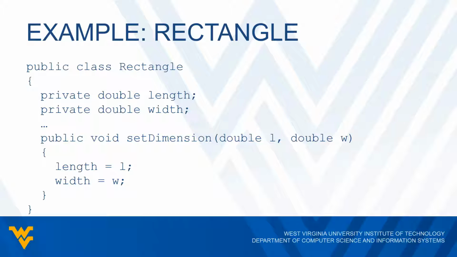So let's suppose I have some class, just a normal class called rectangle. And inside here I have two data members, the length and the width, and notice that both of them are private. So if I were to have any other class, I can't directly access the length and the width. And let's just suppose I have a method in here called setDimension. So this would set the values of length and width.